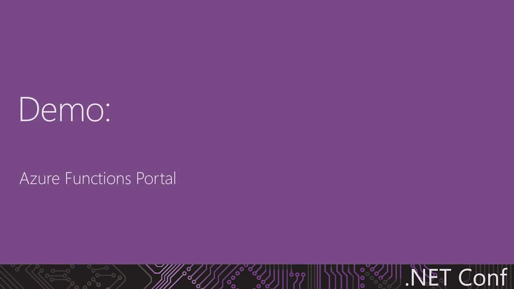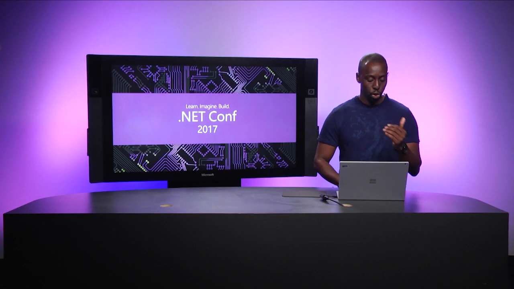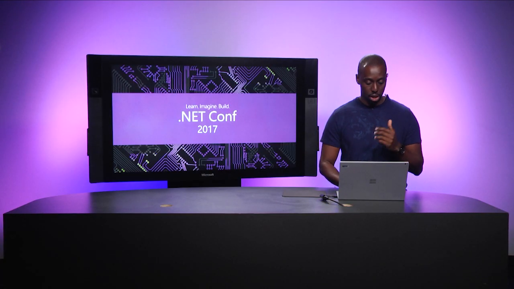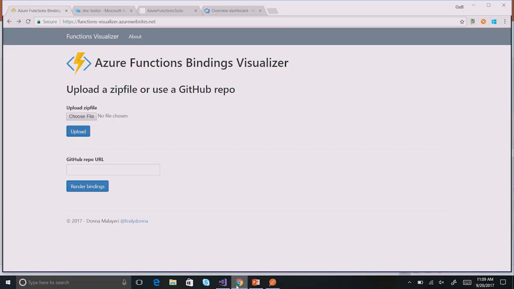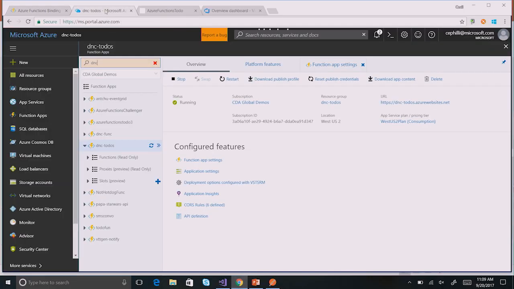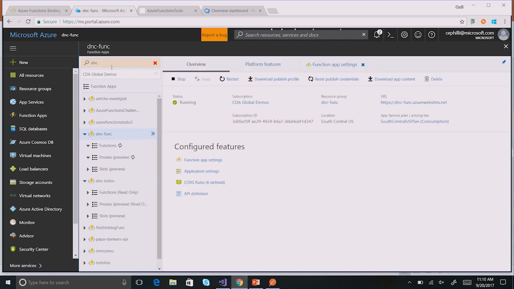Now, let's take a quick look at a demo. I want to show you how easy it is to create an Azure function inside of the portal. So I'm going to go to my Azure portal, and I already created a function app. Here, I haven't created any functions yet. My function app is essentially just going to be a collection of different Azure functions that I'm going to have.